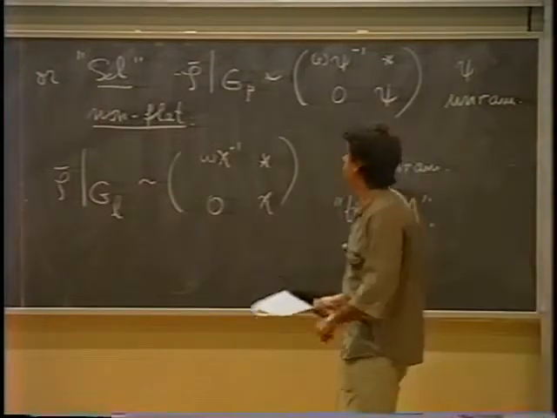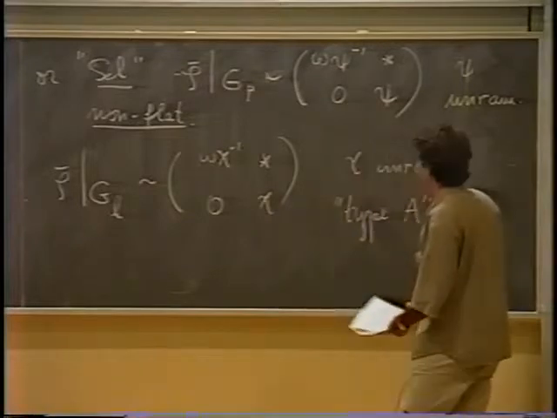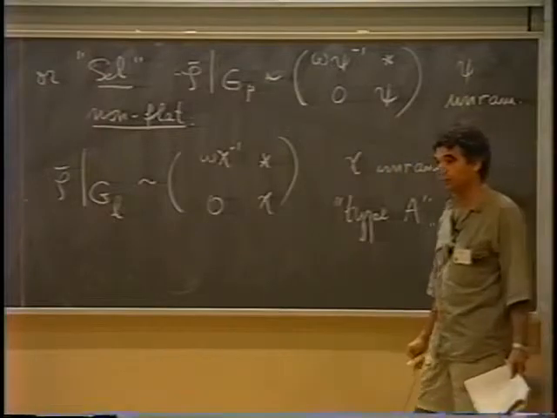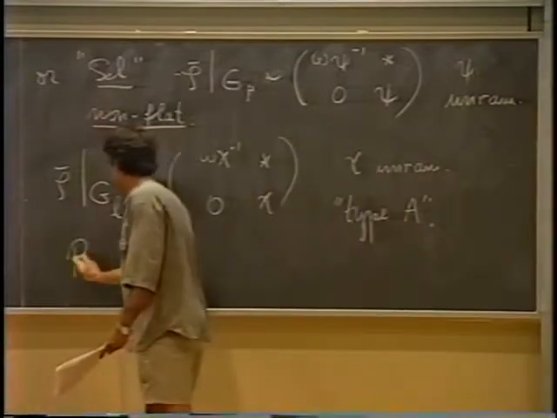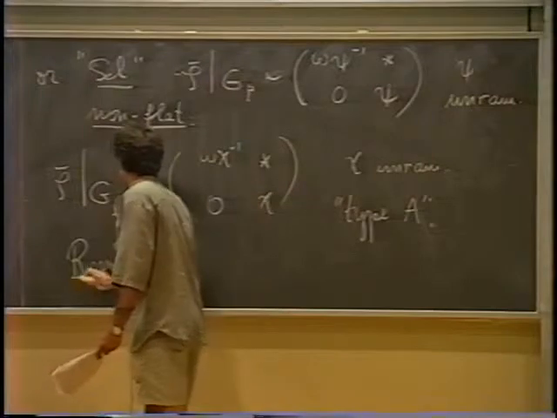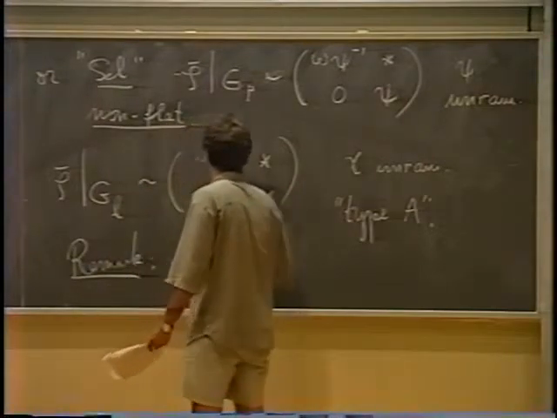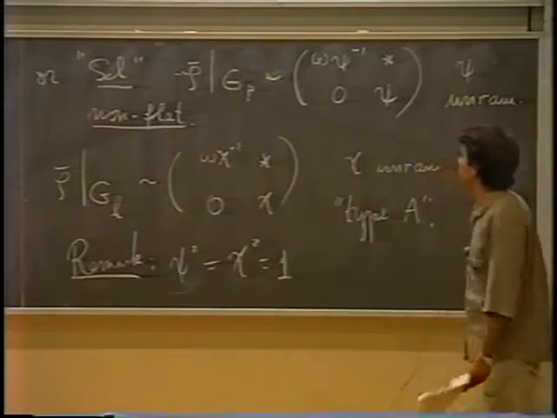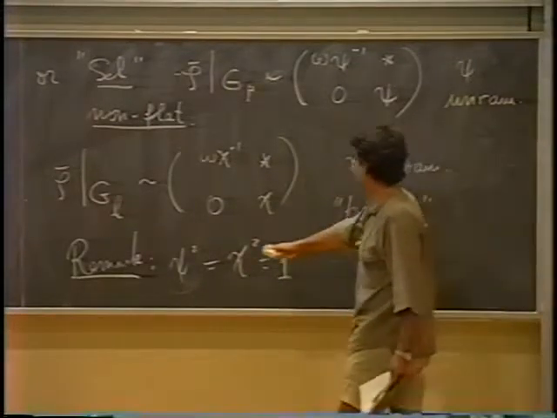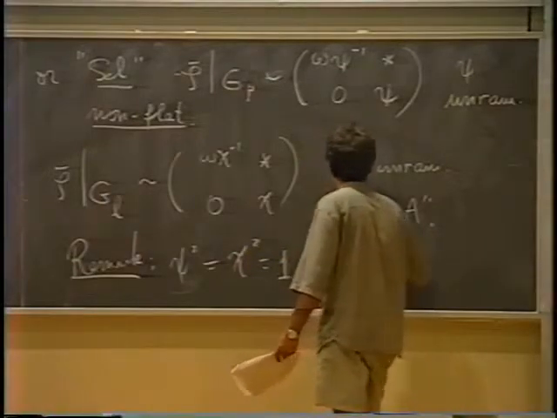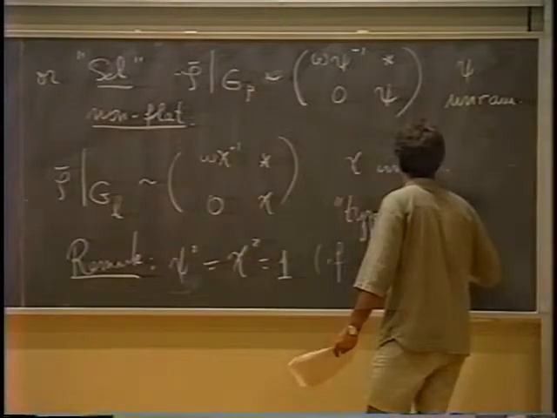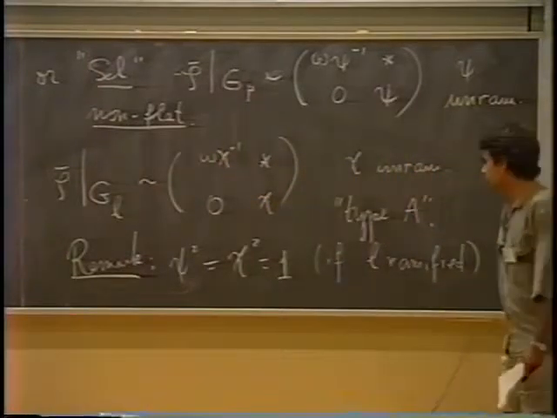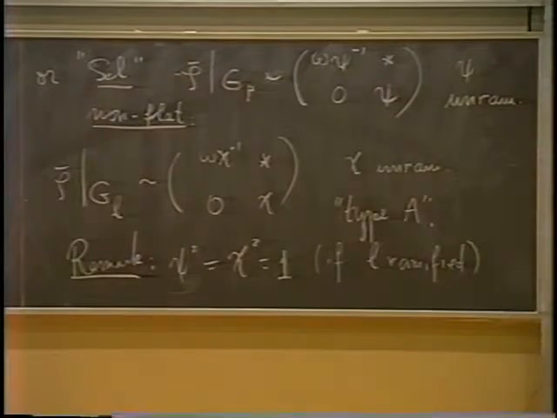The last remark that I want to say is that, in fact, psi and chi are quadratic characters. So remark: psi squared equals chi squared equals 1. Well, chi if L is ramified. Of course, if L is not ramified, then you can have any two eigenvalues. But if L is ramified, this chi squared is 1.